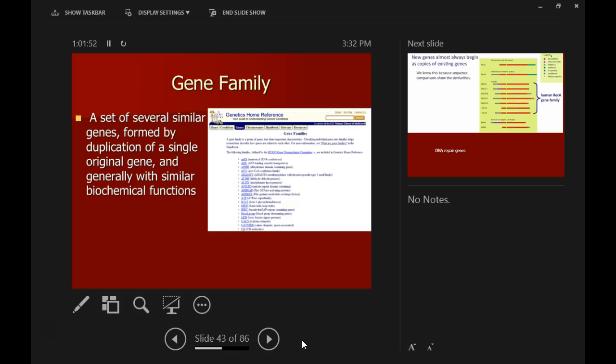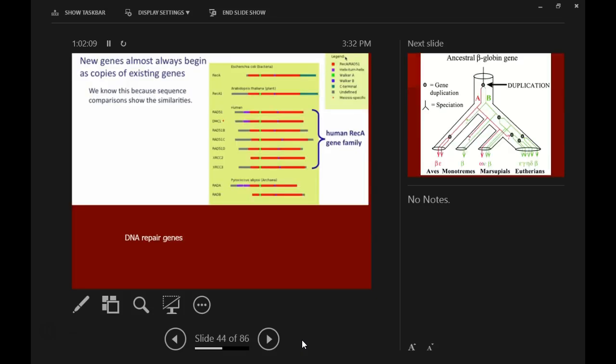Let me show you one. This one's pretty cool because it's really old. We've had DNA for at least 3.5 billion years. So repairing DNA has to be pretty old. We have a whole family of genes that are just there for repairs. This is called the Rec family gene.